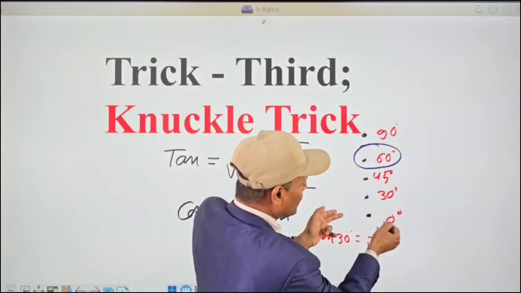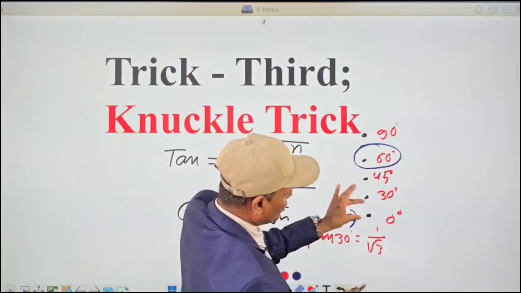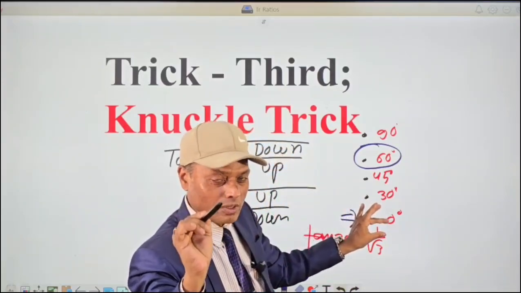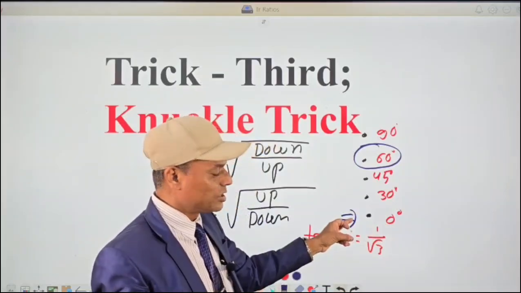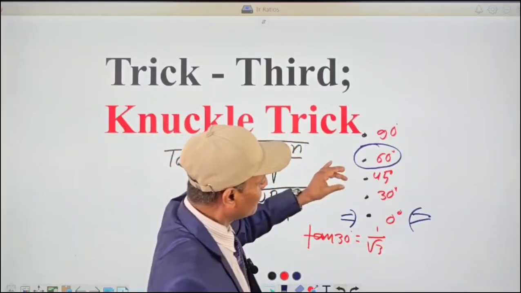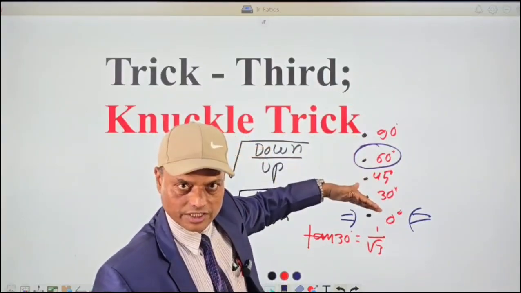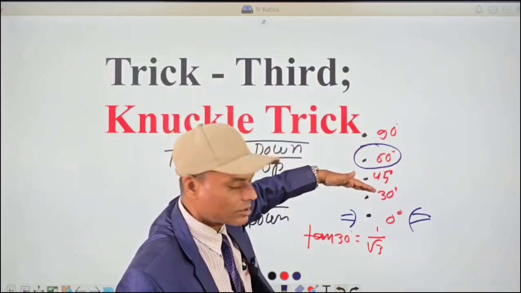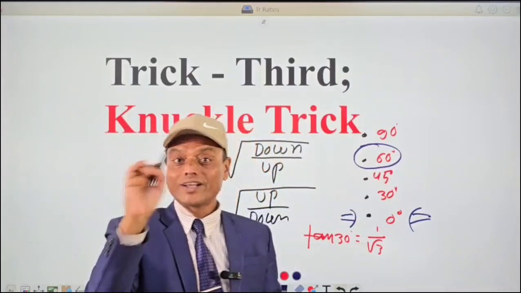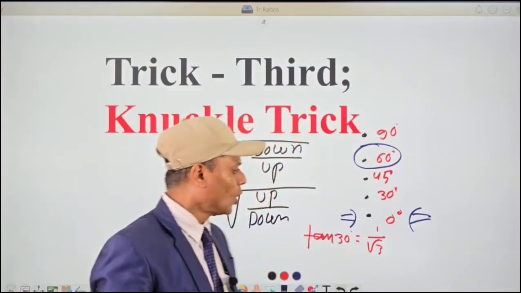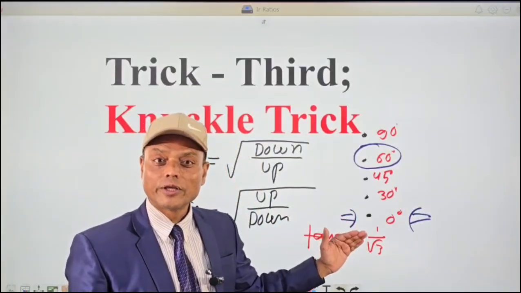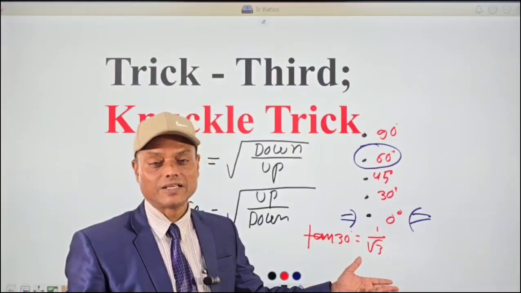Now 0 degree. If you find tan 0 degree, how many dots do you have down? No dots, 0, right? So under root 0 means 0, and 0 by any number is 0 itself. So tan 0 degree is 0. And for cot 0 degree, if you count the number of dots up, you have 4 dots up. So under root 4 by how many dots down? No dots, 0. So 4 by 0, any number by 0, is infinity. Or you can also do that: if tan 0 degree is 0, then cot 0 degree will be the reverse of 0, meaning infinity.